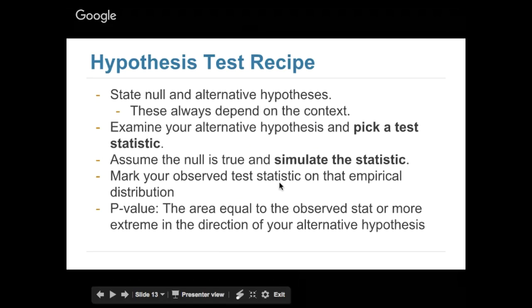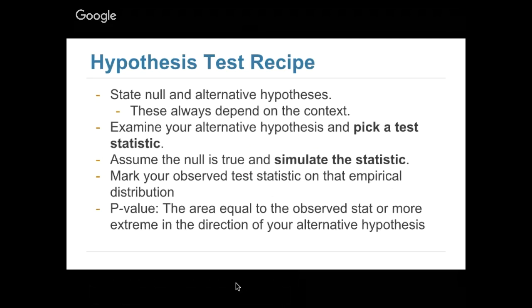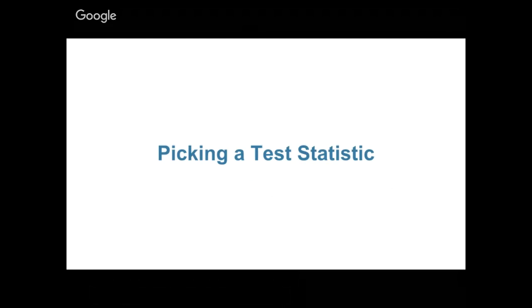Finally, you want to mark your observed test statistic on your empirical distribution of your statistic, and then compute the p-value, which is the area equal to what you observe, or more extreme, in the direction of your alternative hypothesis. That's a brief recap of the steps to take. I want to do some practice now on picking a test statistic, because I believe that's where I got a lot of confusion yesterday and this week in general.